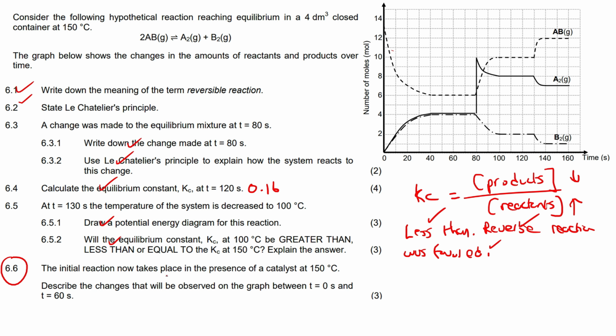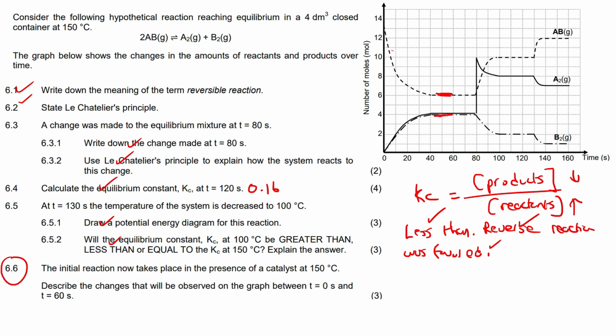Okay, the initial reaction now takes place in the presence of a catalyst at 150. Describe the changes that will be observed on the graph between 0 and 60. Okay, so they're coming back to this part over here. If you use a catalyst, the catalyst just makes the reaction happen faster. So all that would happen is we would still reach the same equilibrium position.